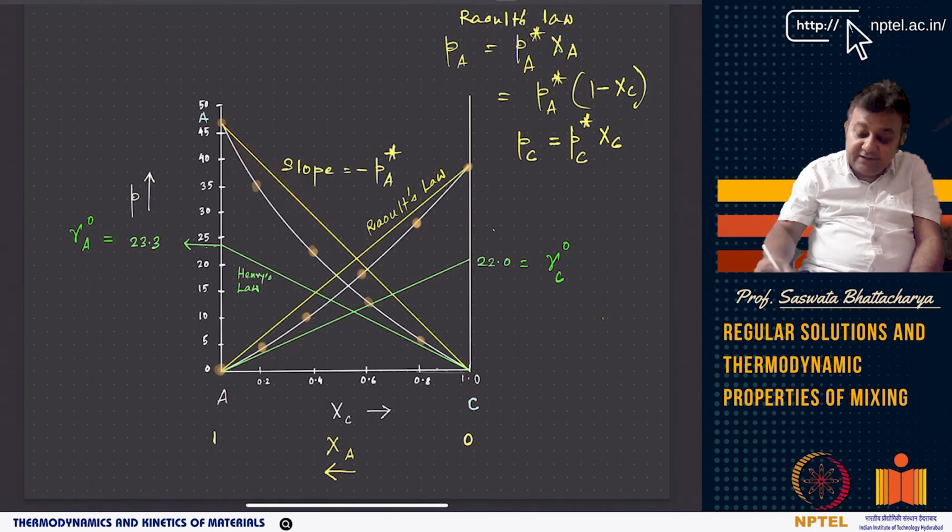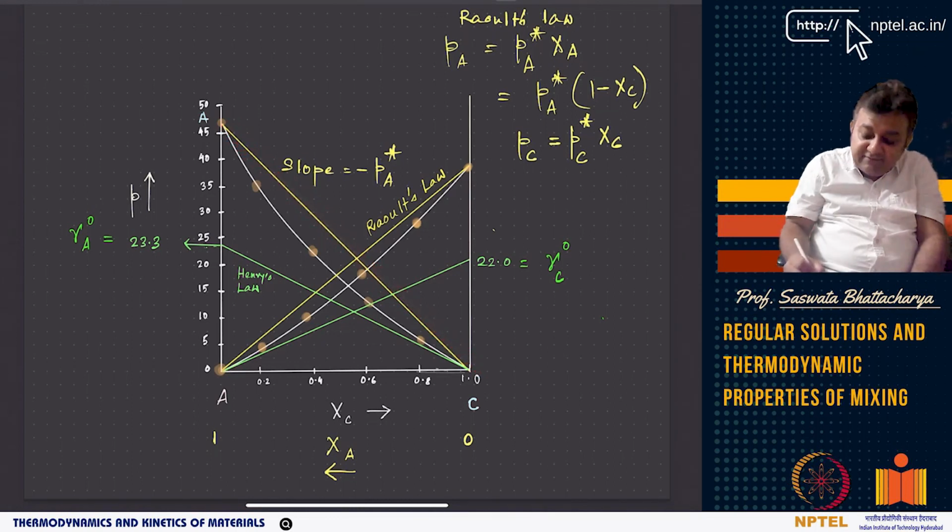Now how do you basically tell? If you look at PA equals PA star XA, the slope is basically minus PA star. If you look at this line, the slope is negative, right? It's minus PA star, plotted against XC. So PA star into XA is nothing but PA star into 1 minus XC. So basically minus PA star XC, and the intercept is basically PA star. This point is basically PA star.